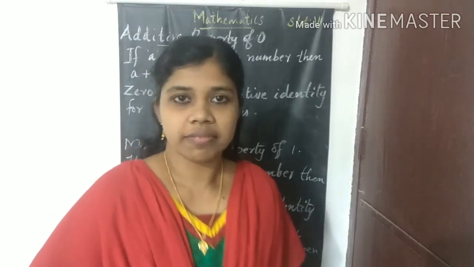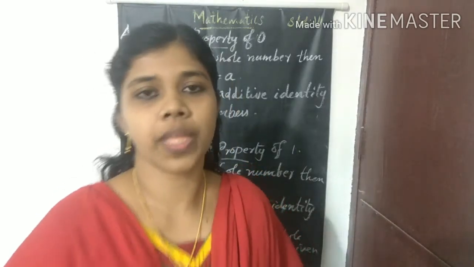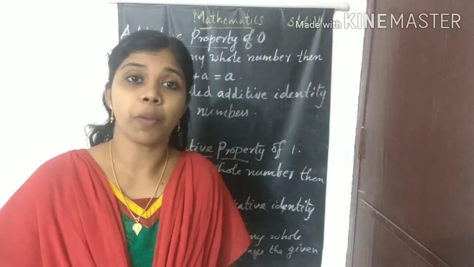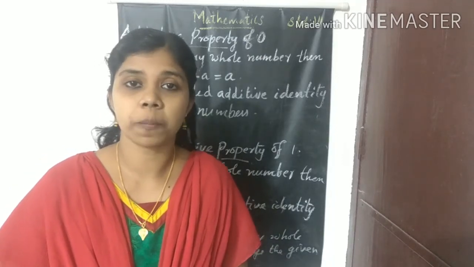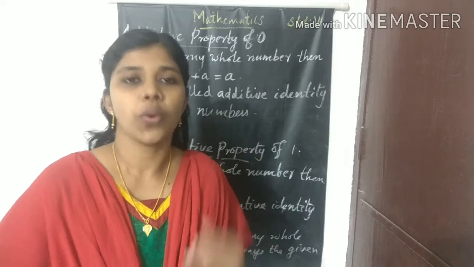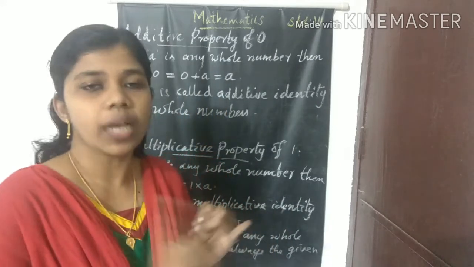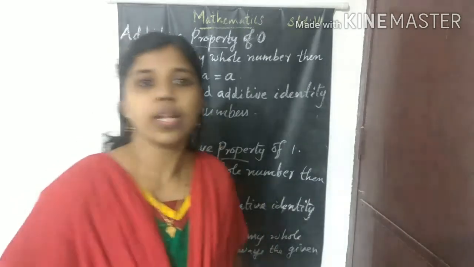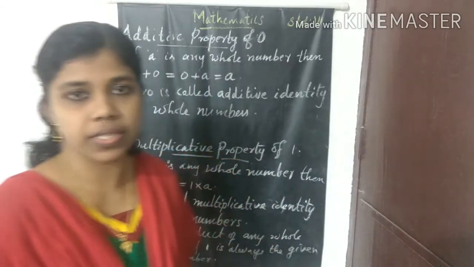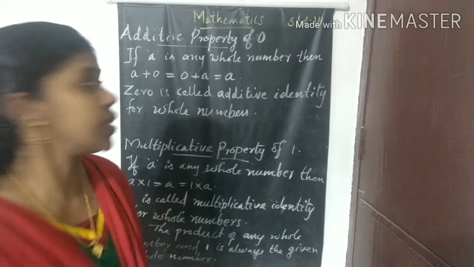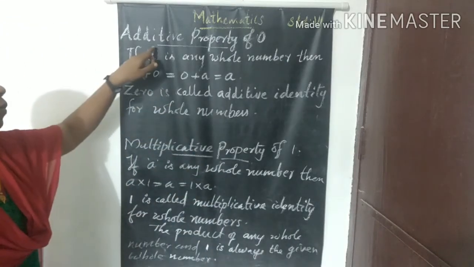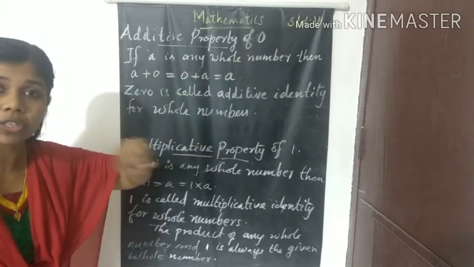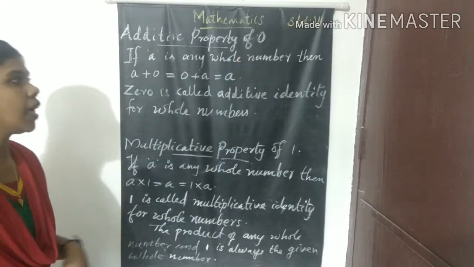All are fine? Yes. What are the properties studied in the last class? Properties of whole numbers. Yes. Closure property, commutative property, associative property with all the fundamental operations. Okay. Today we have to study another property, the additive property of 0.